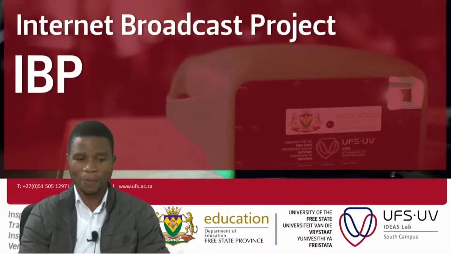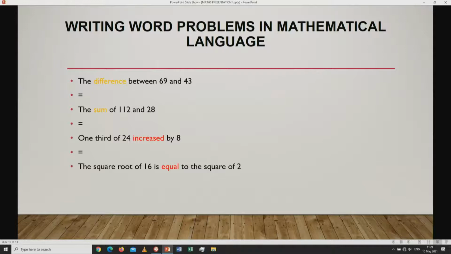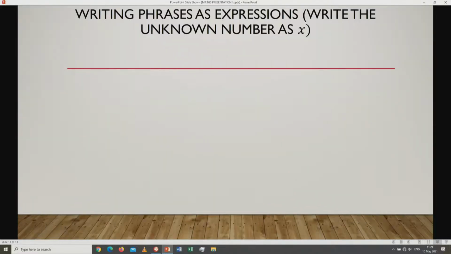All right, guys. So now, after having done that, let us carry on to the next item. Here, the heading says we are going to now write phrases as expressions. Now we're going to replace the unknown with a variable x. Previously, we were writing the word problems in a mathematical language or as number sentences. So we were successfully able to do that. Why? Because remember, guys, we said the most important part there was for us to understand the mathematical vocabulary. Vocabulary was very key for us there.